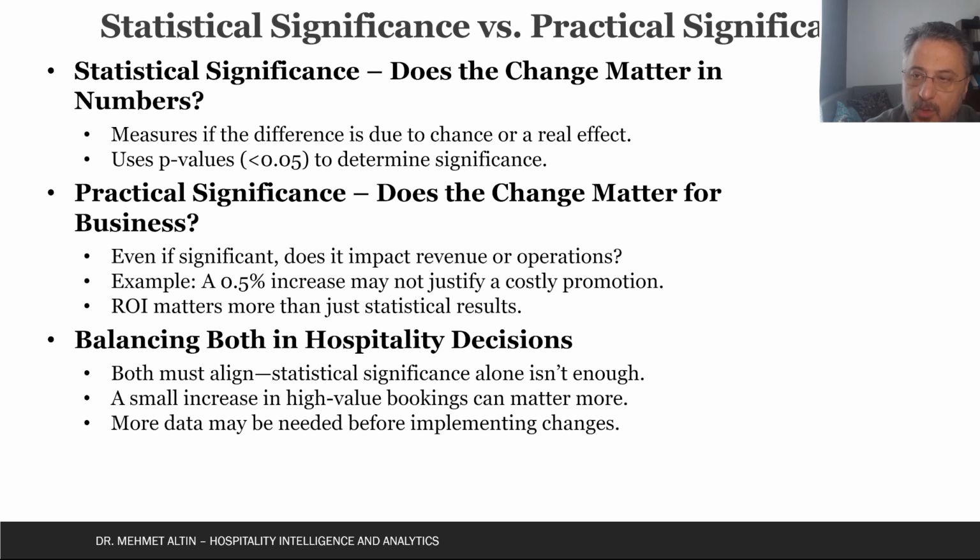If it is below 0.05, this is not a strict rule, but the usually accepted rule is 0.05, we say the result is statistically significant. That means there is a less than 5% chance the difference happened randomly.